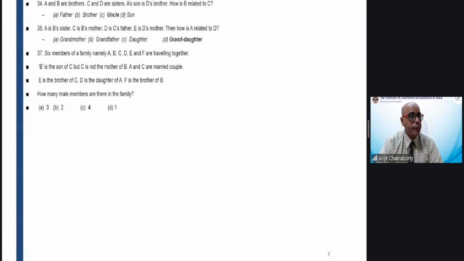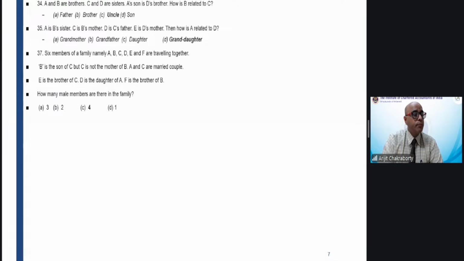Next fact, A and C are married couple. Wonderful. So now we can slowly create the pattern. Now we see A and C are married couple, and it is given that C is not the mother of B. That means C is male, C is the father, A is female, A is the mother, and they have one son, B. And obviously B is male. So A or C, नीचे B.